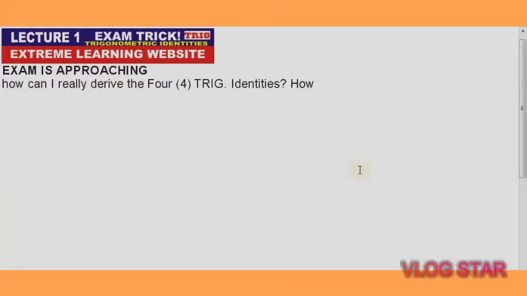Today we'll be looking at lecture 1 on exam trig, which is specifically on trigonometric identities. So now we can look at how we can really derive the 4 trig identities. Now let's look at something here. This is what we already know.